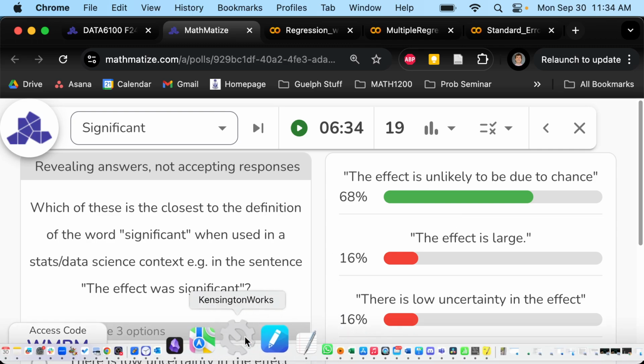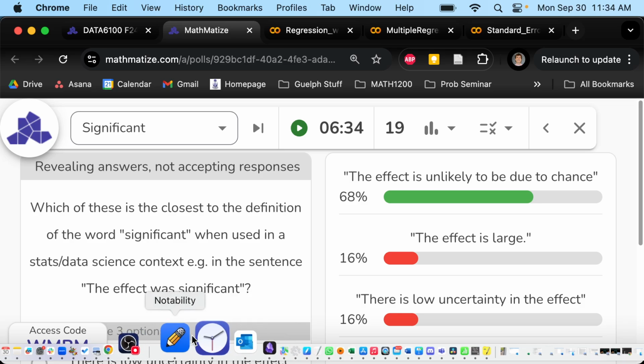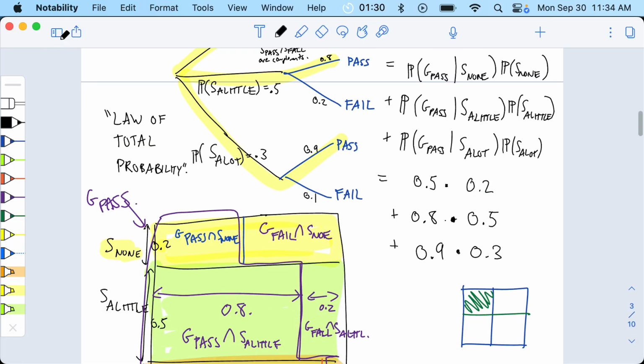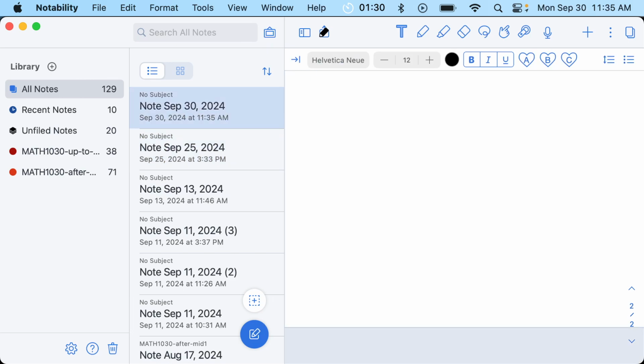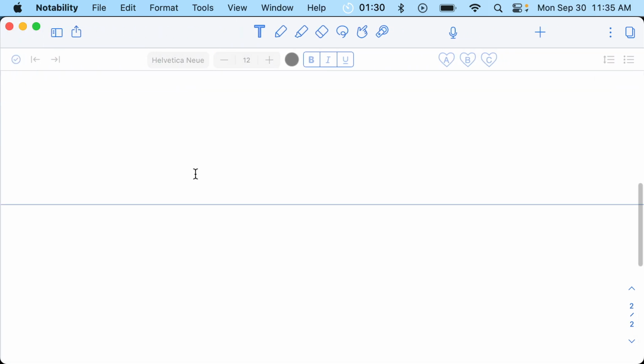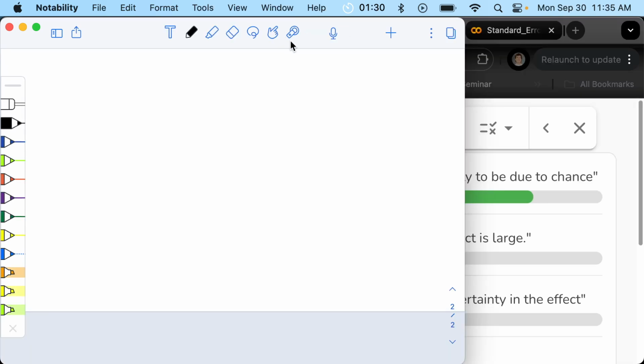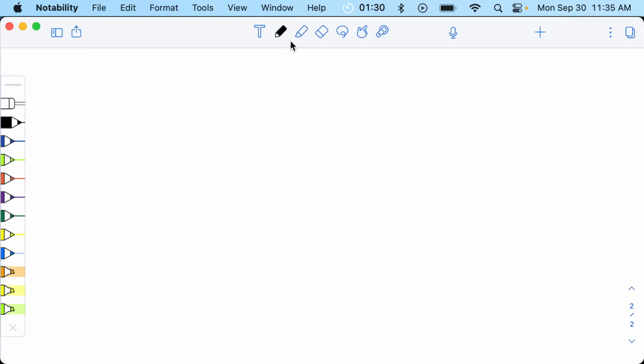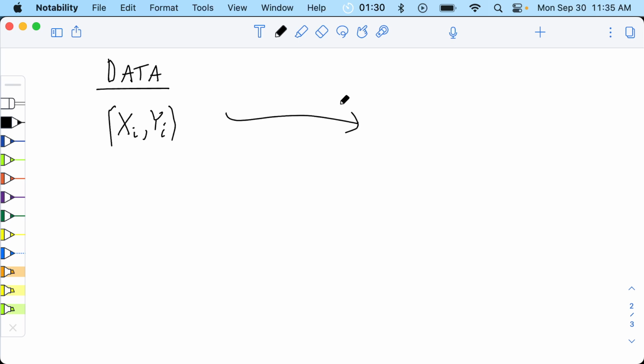Let me draw a quick picture to sort of recap what is going on and remind you of this stuff. So here is how I kind of visualize this stuff. You have your data over here, which is some x's and some y's. Maybe let's put them together in pairs, x's and y's. And then you kind of do something to it. This is like your model.